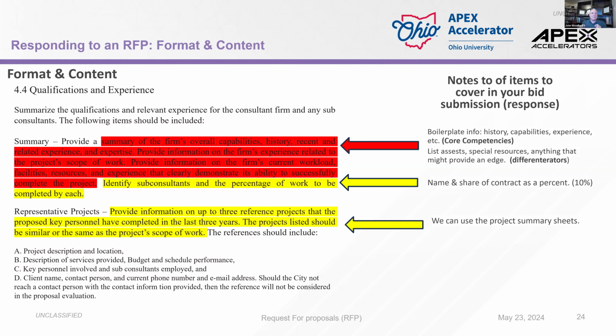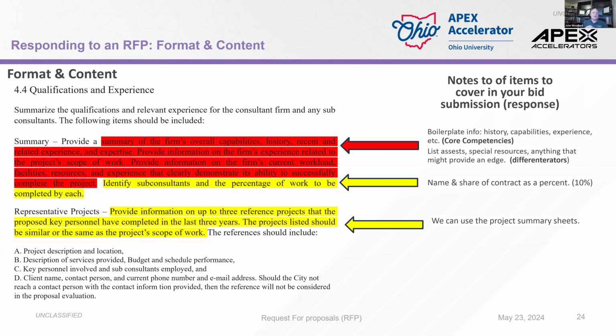The next one down is representative projects. They want you to give a project description and location. This is, again, capability statement, resume. This is the work history. They want 3 projects that you've done in the last 3 years that match their criteria here.